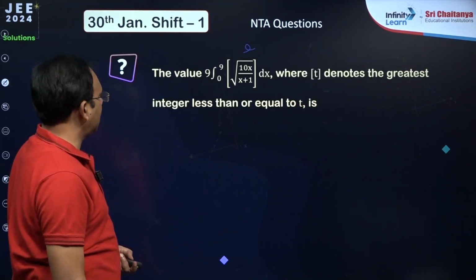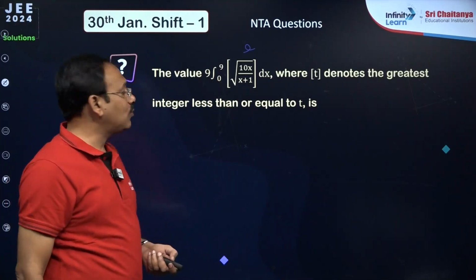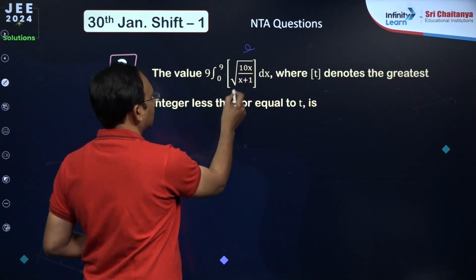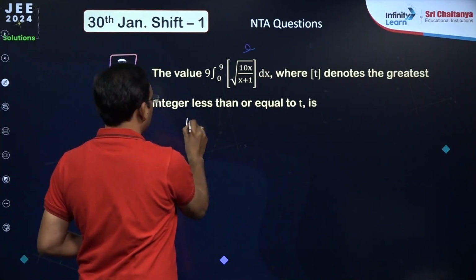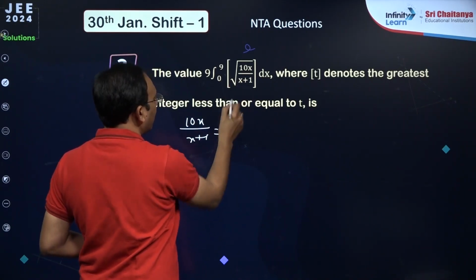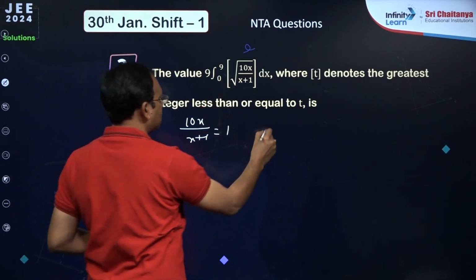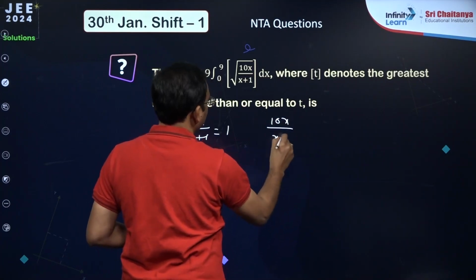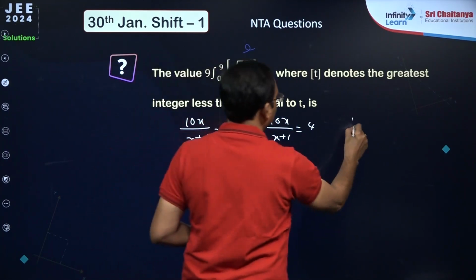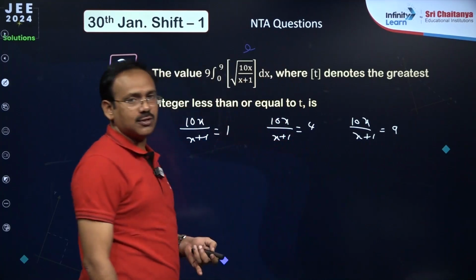Next, dear students, the same solution is mentioned here. Here, the integral from 0 to 9 of the step of root 10x by x plus 1 is given. This step denotes the greatest integer function. Square root is there, step is there. You need to check where 10x by x plus 1 value becomes 1, because after 0, its square root means perfect squares, you have to check. Then where 10x by x plus 1 value becomes 4, and then where it becomes 9, you have to check like this.